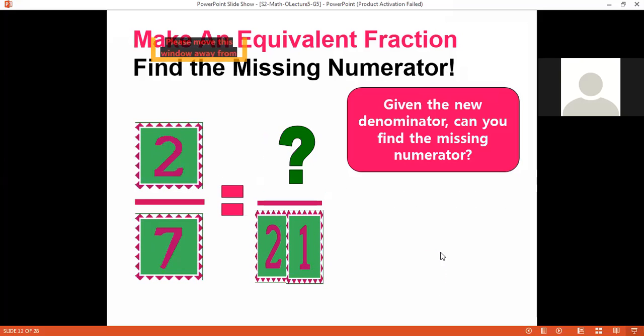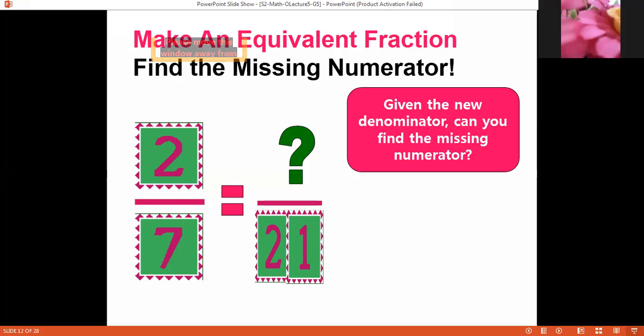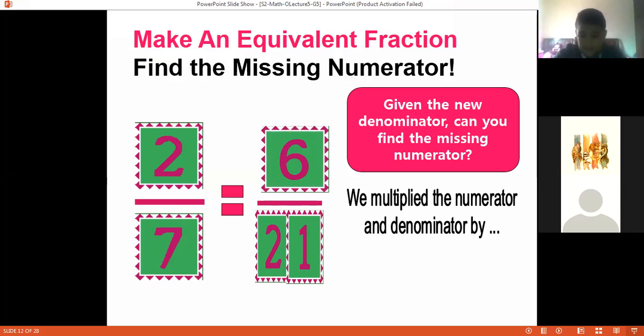Yalla Ali. So we have 2 over 7. It became something over 21. Okay? How did the 7 become 21? You multiply 7 by 3. Excellent. Then you also have to multiply 2 by 3. So what's 2 times 3? 6. Excellent, Ali. So it's 6. So we multiplied by 3. Very good, Ali.